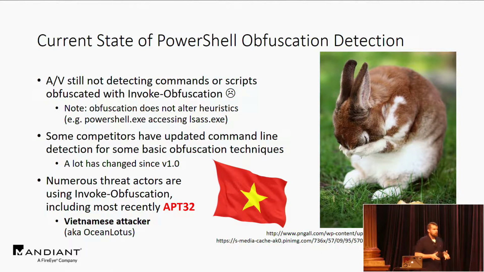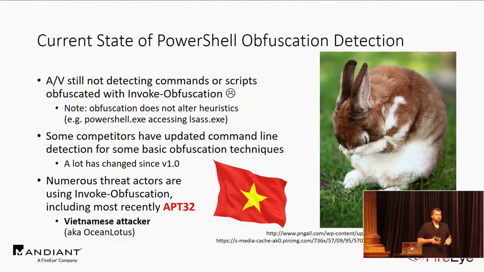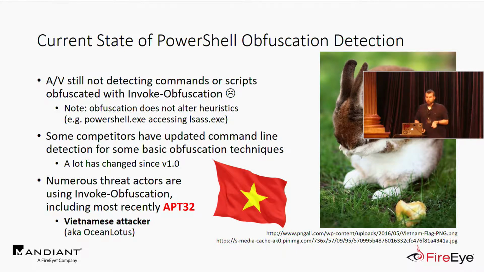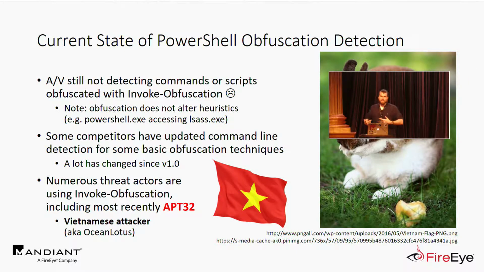Now, obfuscation is affecting static analysis. The heuristic-based detections are still in effect. So for example, if you're running Invoke-Mimikatz, PowerShell is still going to be running, accessing LSASS. Obfuscation doesn't change that at all. But with that in mind, from a static perspective, still not seeing good detections for Invoke-Obfuscation.